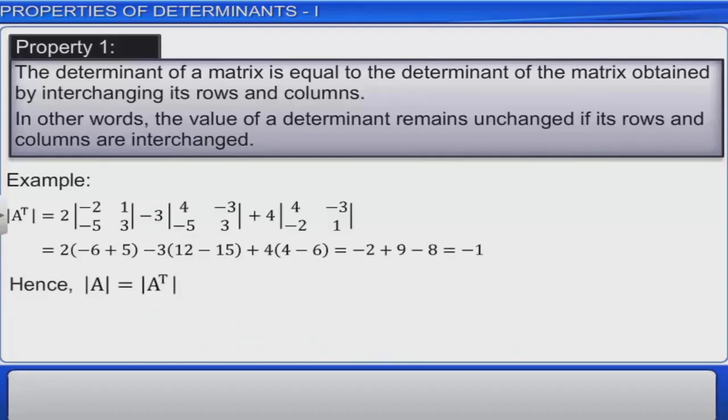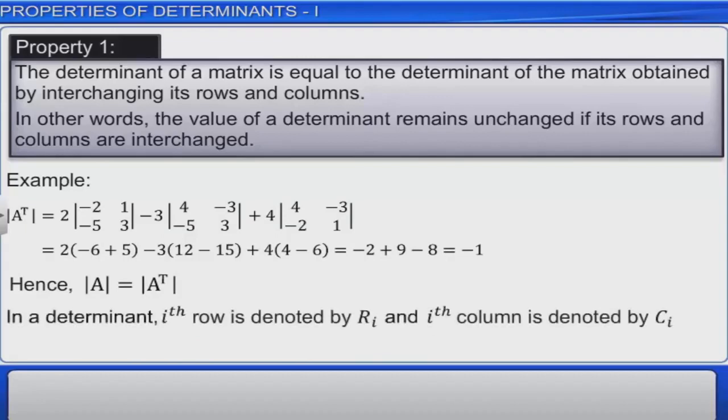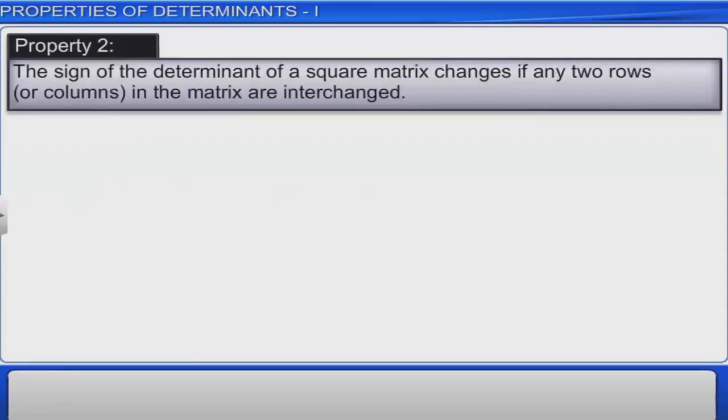In a determinant, the ith row is denoted by R with subscript i. Similarly, the ith column is denoted by C with subscript i. Mathematically, an interchange of the rows and columns in a matrix is denoted as shown. Let's now move on to the next property.